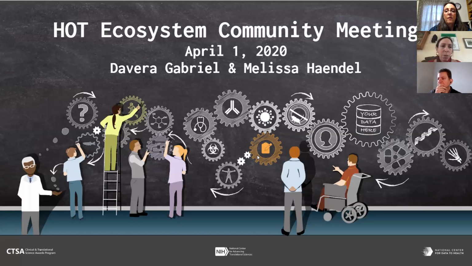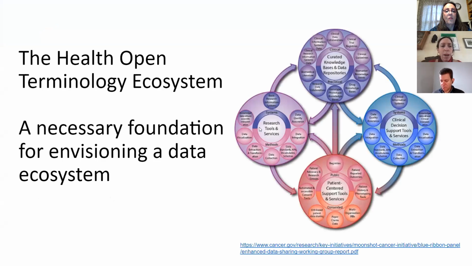We've been working in a project called the HOT Ecosystem for a little while now, and this initiative really came about a year and a half ago, when a number of the different terminology groups got together and said, how do we work better together? How do we create more of an ecosystem of terminology development and use and equivalencies and standardization across the different terminologies? And how do we do that in an open way?